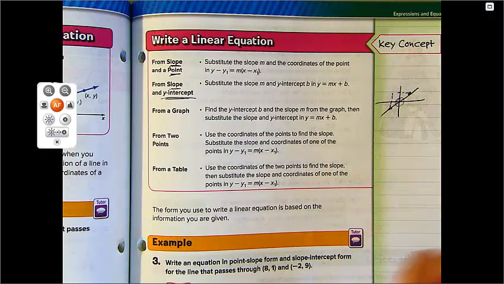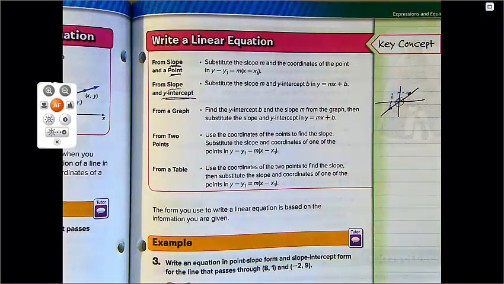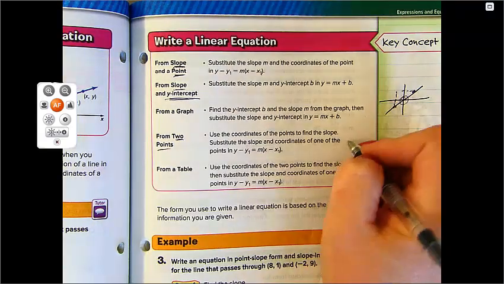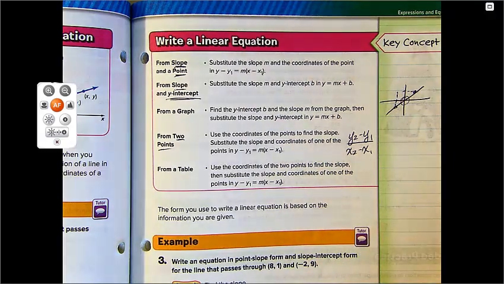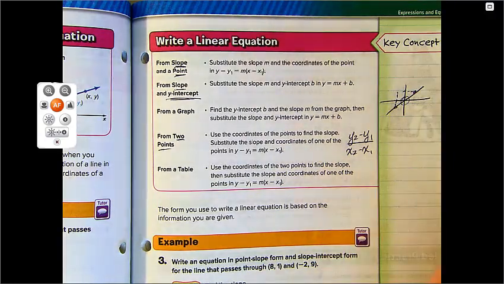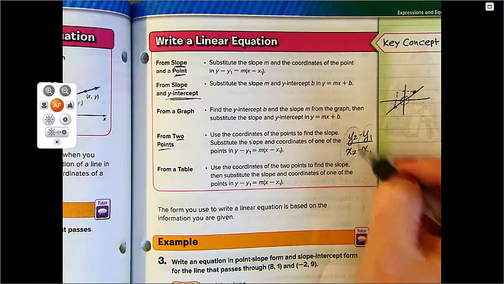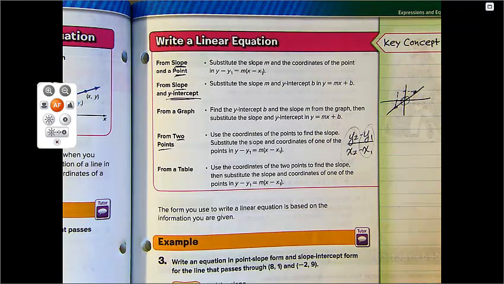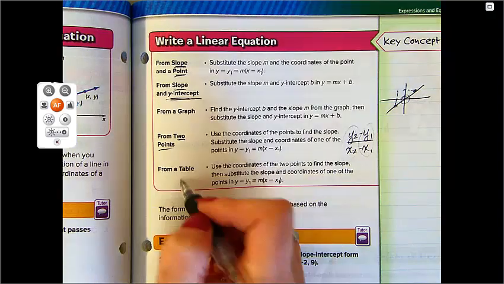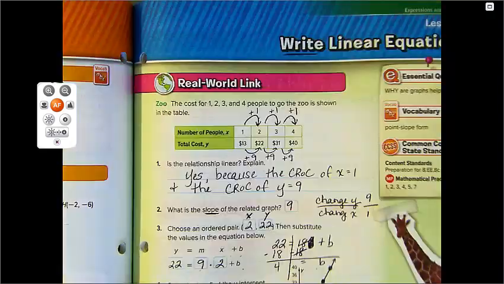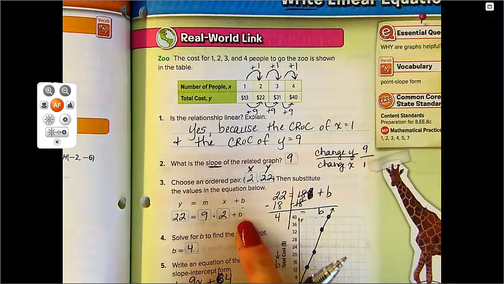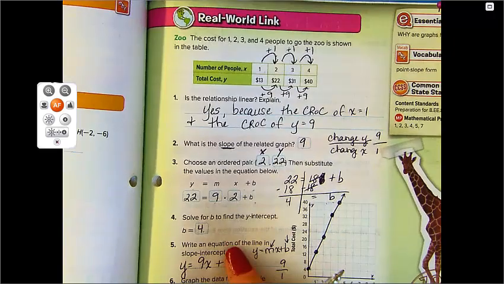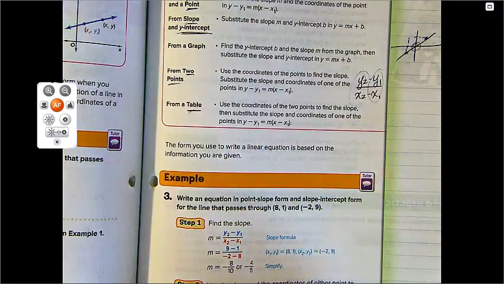Okay? If you have 2 points, you're going to find the slope using y2 minus y1 over x2 minus x1, and then you're going to plug it into one of these sets of coordinates into your equation to find your equation. Okay, so if you do it from a table, just like we did over here, you're going to find your slope, and then you're going to use that just like we did on the very first example to find your y-intercept, and then you write the equation. Okay?